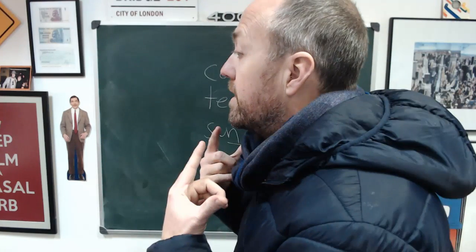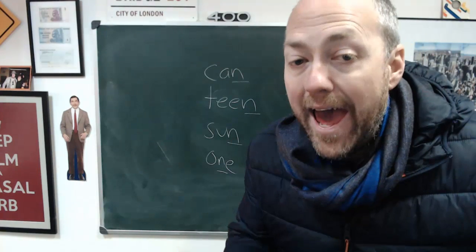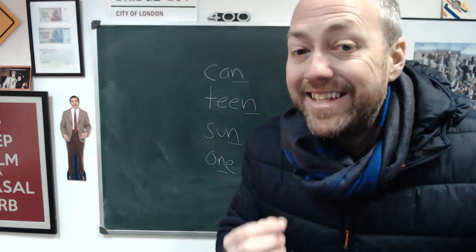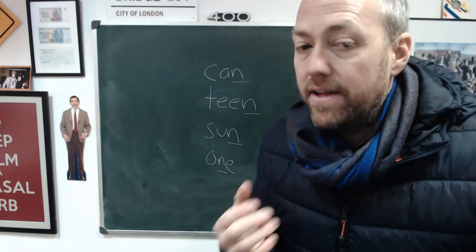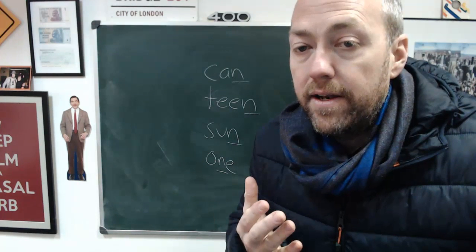Mm, mm. So it's a very neutral position. It's not like ee or oo. It's relaxed. But the important thing is tongue touching. Mm. Can you see at the back? Activate the voice. So: can, teen, sun, and one. Okay, so now you can try this.